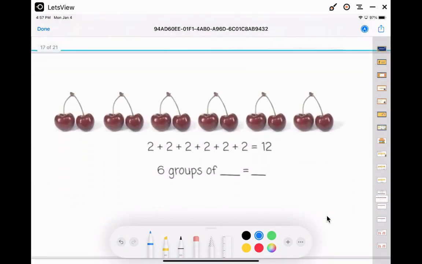Well, guys, when we were looking at our bananas, we discussed the fact that there are multiple ways to represent this problem. You've represented the problem using repeated addition. Now I would like for you to complete this statement. 6 groups of blank equals blank. Write the entire statement in your box.